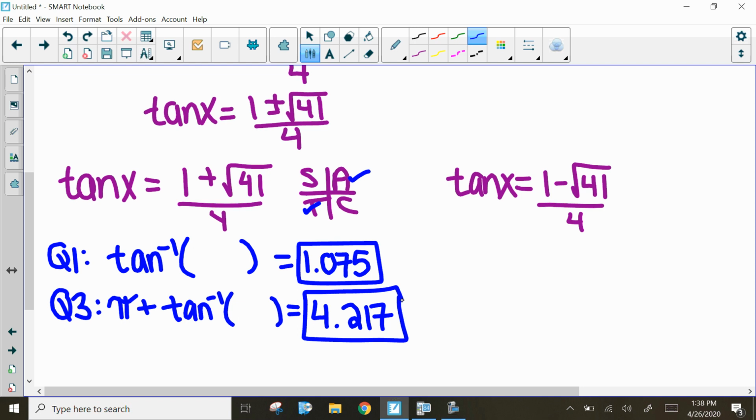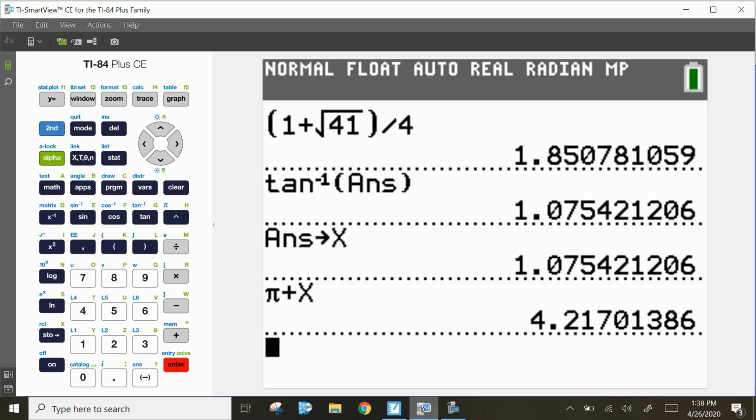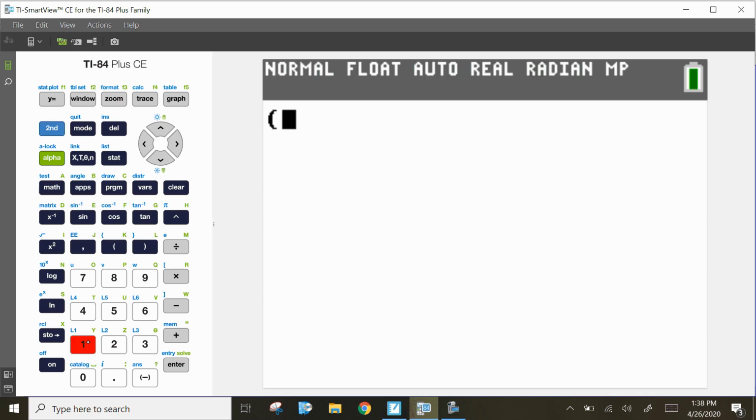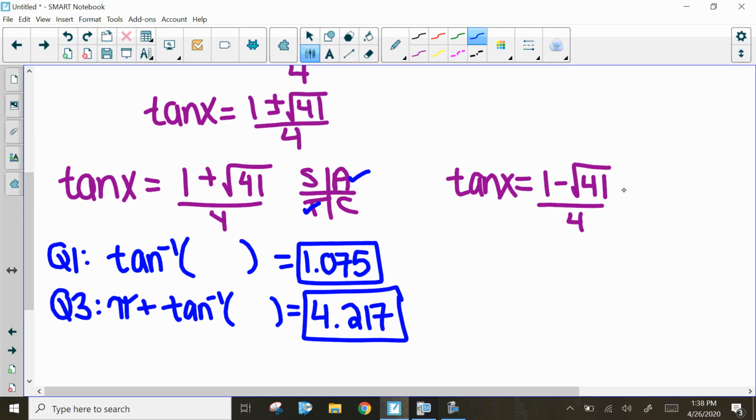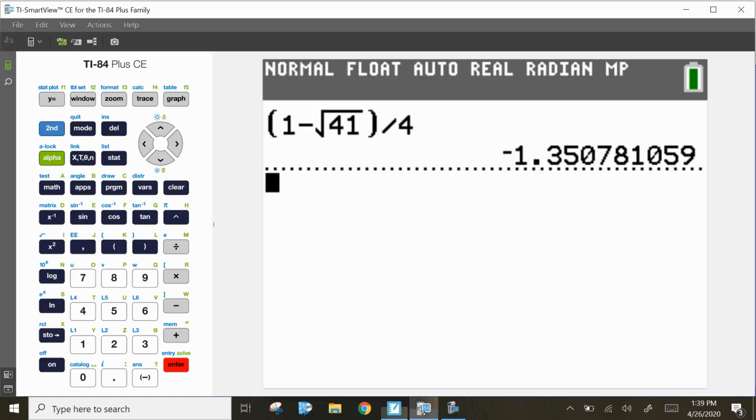Okay, and look at that second equation. Tangent of x is 1 minus root 41 over 4. Okay, so this is important. Let me just clear these out. 1 minus root 41 over 4. It does give me a negative value. So because this is a negative value, I go through and I can determine that tangent's negative in quadrant 2 and quadrant 4. I need to make this value positive before I figure out what its measure is.